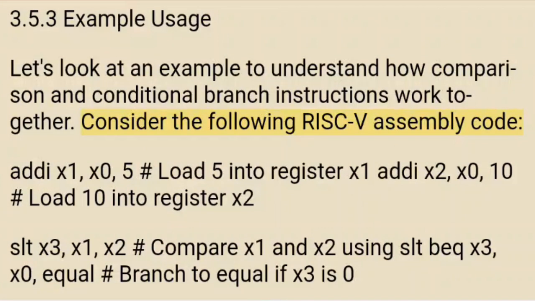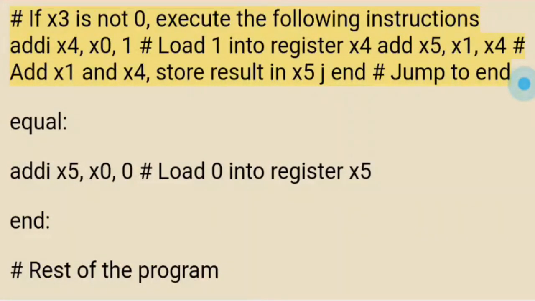Consider the following RISC-V assembly code. ADDI x1, x0, 5 # load 5 into register x1. ADDI x2, x0, 10 # load 10 into register x2. SLT x3, x1, x2 # compare x1 and x2 using SLT. BEQ x3, x0, equal # branch to equal if x3 is 0. # If x3 is not 0, execute the following instructions. ADDI x4, x0, 1 # load 1 into register x4. ADD x5, x1, x4 # add x1 and x4, store result in x5. J end # jump to end. equal: ADDI x5, x0, 0 # load 0 into register x5. end: # rest of the program.